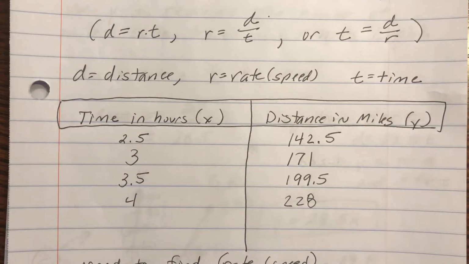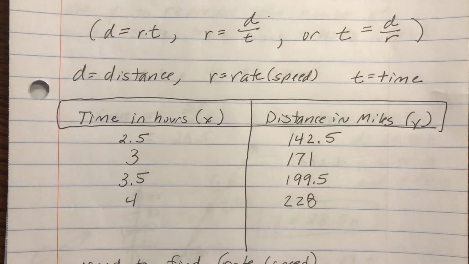Okay, so in my table here, you see that in that first column, it's time in hours, which is X. My second column is labeled distance in miles, which is Y. The 4 entries I have in the first column, X, are 2.5, 3, 3.5, and 4. And my entries in my Y column are 142.5, 171, 199.5, and 228.